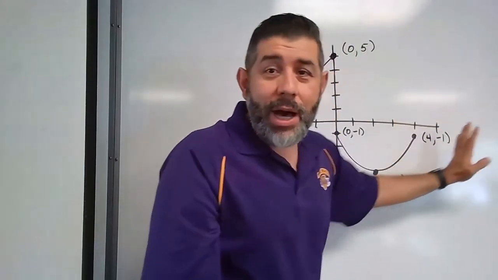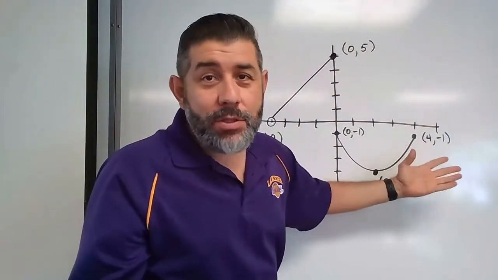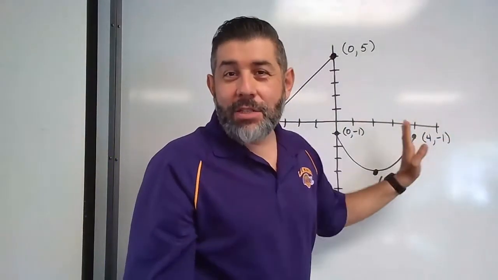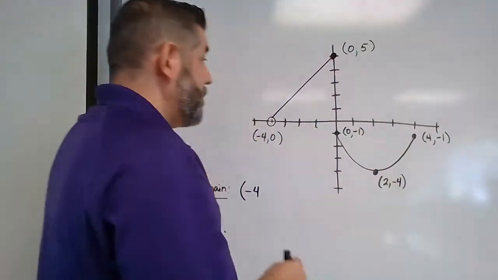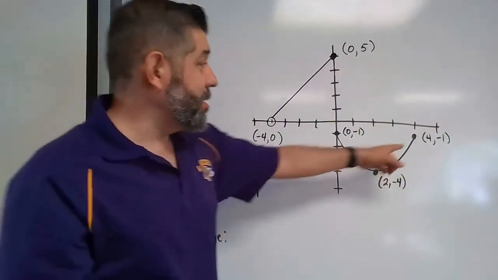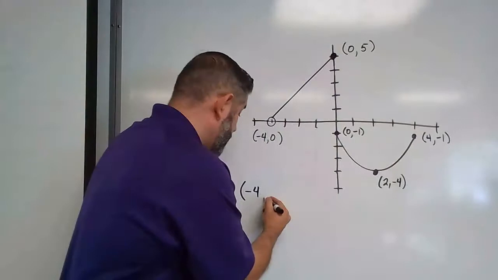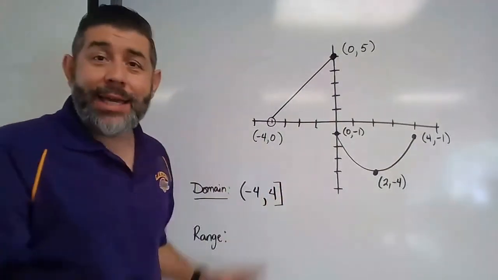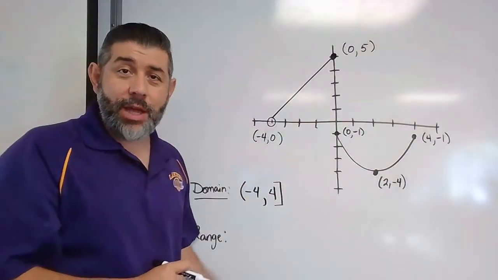Once I pass +4, there's no more graph. So 4 is our ending place. In fact, it's a closed circle. So we're going to go from -4 to +4 and a bracket, and this would be our domain, all right?